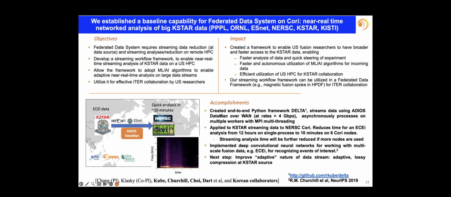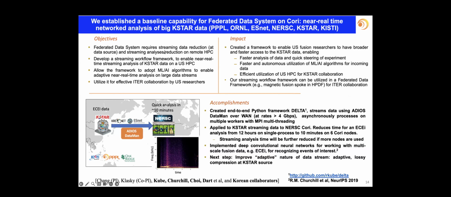Okay, so I want to emphasize, since the time is up, I'm not going to explain this. Thanks to NERSC, we actually developed a baseline capability for a federated data system using Cori, and we used the KSTAR data to stream data and analyze streaming data in situ. And we used the ADIOS DataMan, and ESnet was a really big part of that in this project.